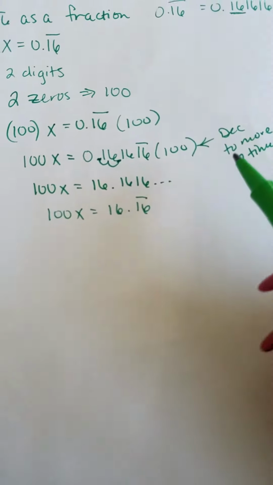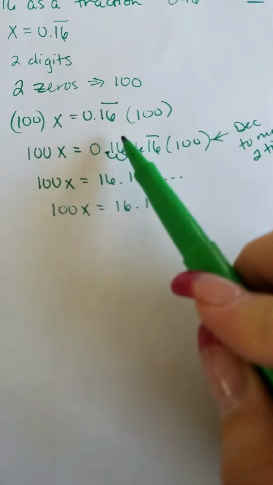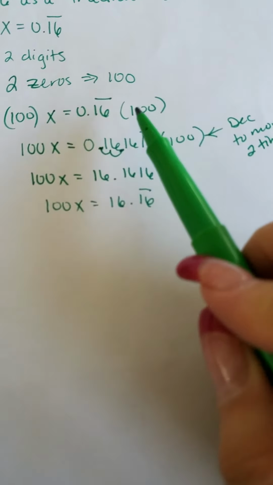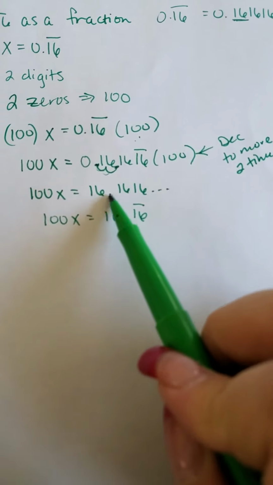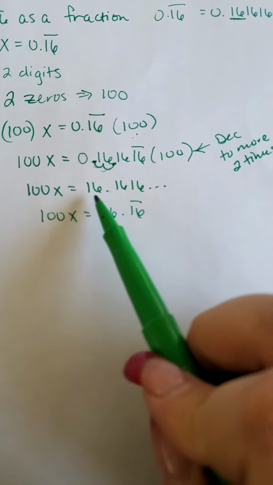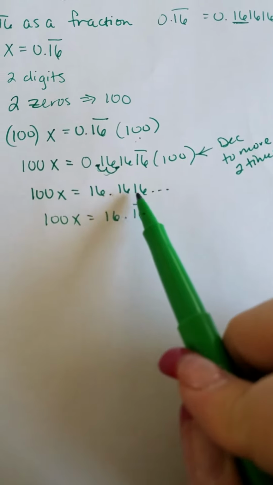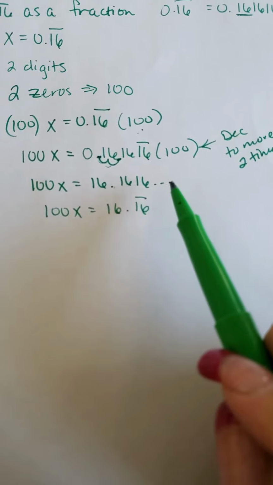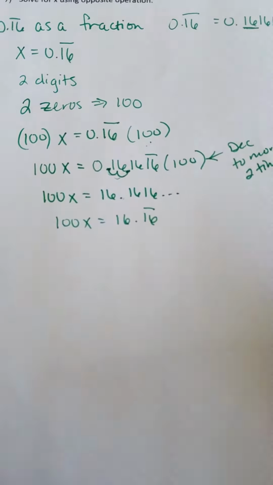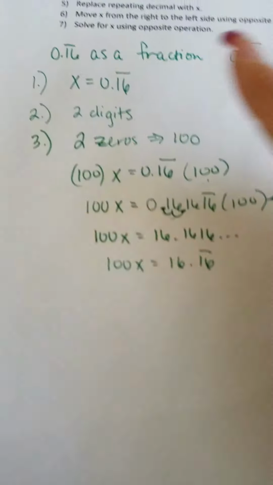So what we have done is we have taken our repeating decimal and multiplied it by 100. It takes the 2 repeating digits and shoves them over to make them a whole number. And then because it is still repeating and it goes on forever, that 161616 will always be at the end here. Okay? So that right there is step number 3.